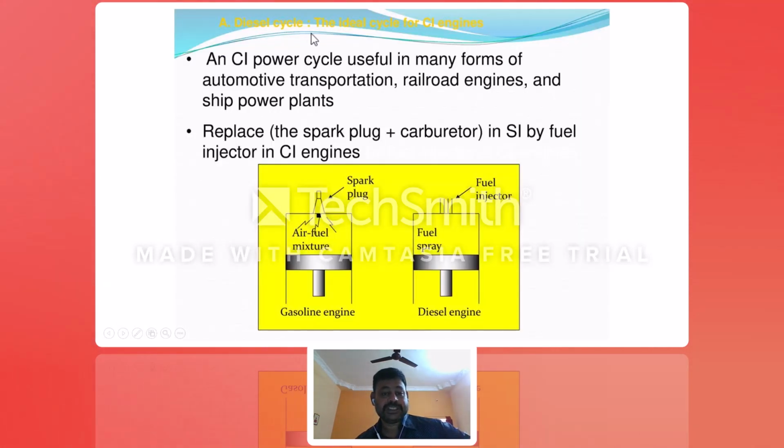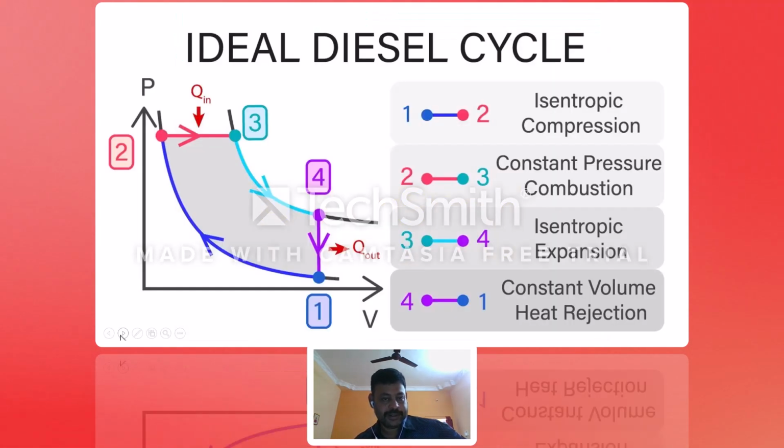Next, I am coming to the diesel cycle. It is the ideal cycle for the CI engine, which means compression ignition engine. All compression ignition power cycles are useful for many forms of automotive transmission, railroad engines, and ship power plants. Heavy duty applications use the diesel cycle. Here it replaces the spark plug and the carburetor in the SI engine. This is the basic difference.